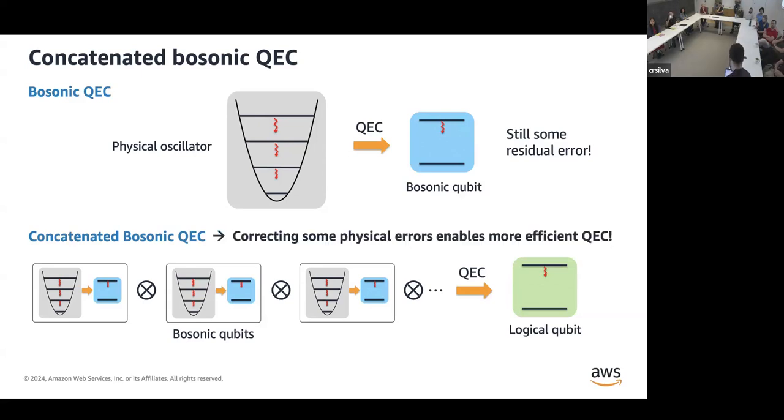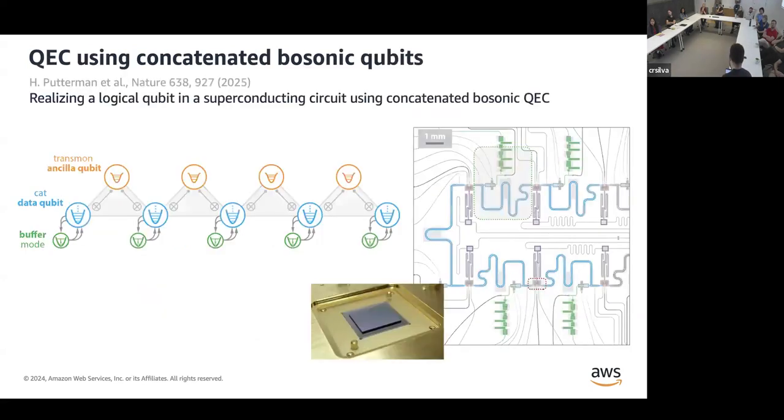All right. So concatenate the bosonic error correction. We want to correct some physical errors using the bosonic mode, and in that way have a more efficient way, hopefully, of doing error correction. So what is the experiment that we did? It's described in this paper from the beginning of this year. We had a quantum error correction experiment using these concatenated bosonic qubits that I mentioned, and we realized these logical qubits in a superconducting circuit, using this concatenated bosonic error correction.